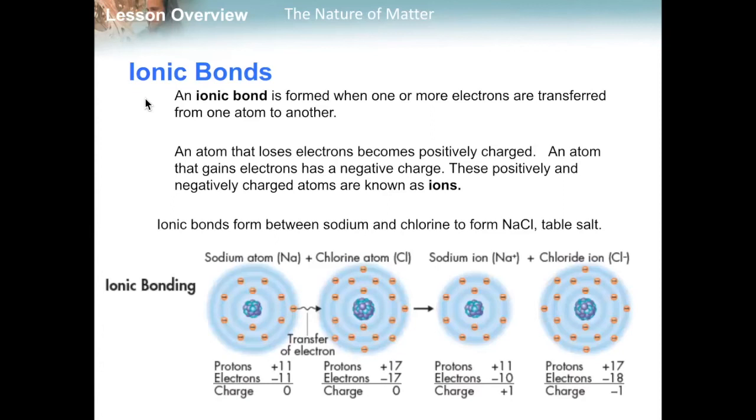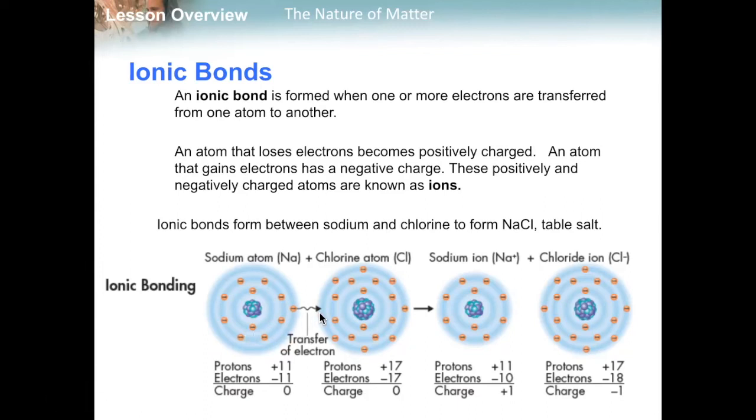An ionic bond is formed when one or more of the electrons is transferred from one atom to the other. An atom that loses electrons becomes positively charged. An atom that gains electrons has a negative charge. These positively and negatively charged atoms are known as ions. Ionic bonds form between sodium and chloride to form NaCl, table salt, sodium chloride.